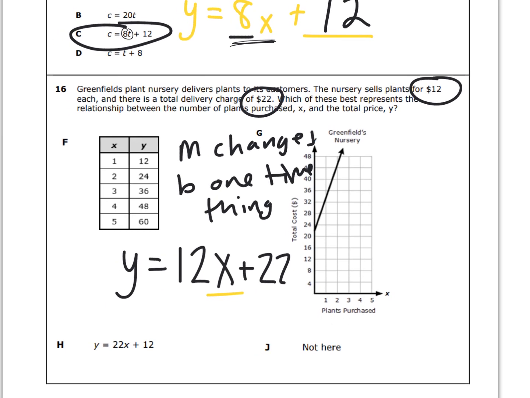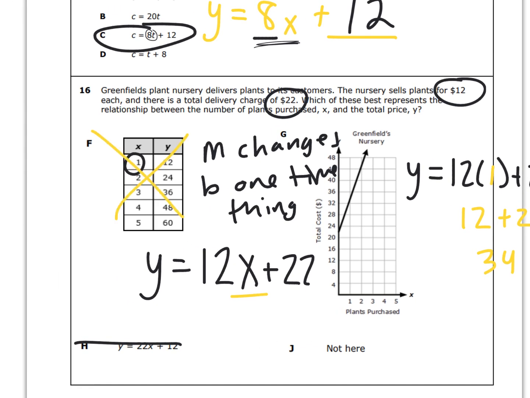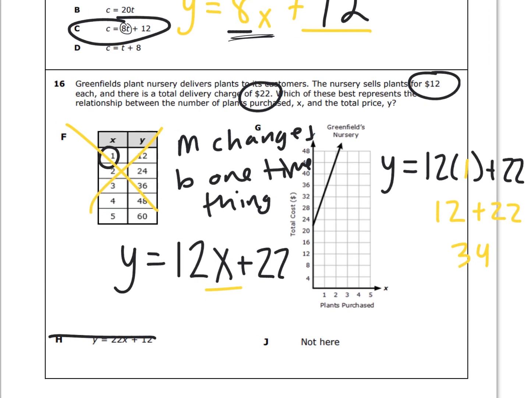Right off the bat, we know that H is not right because it's backward. Now I have to decide, so let's plug in 1. F says 1. We did that on the previous problem, so let's just plug in a 1 and see what happens. So y equals 12 times 1 plus 22. What's 12 times 1? That's 12, plus 22, which is 34. So we know F's not right because it doesn't go 1 to 34, it's 1 to 12.